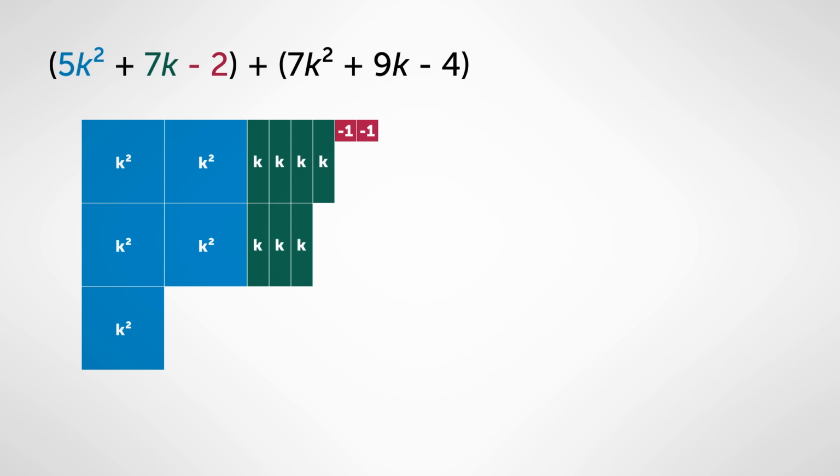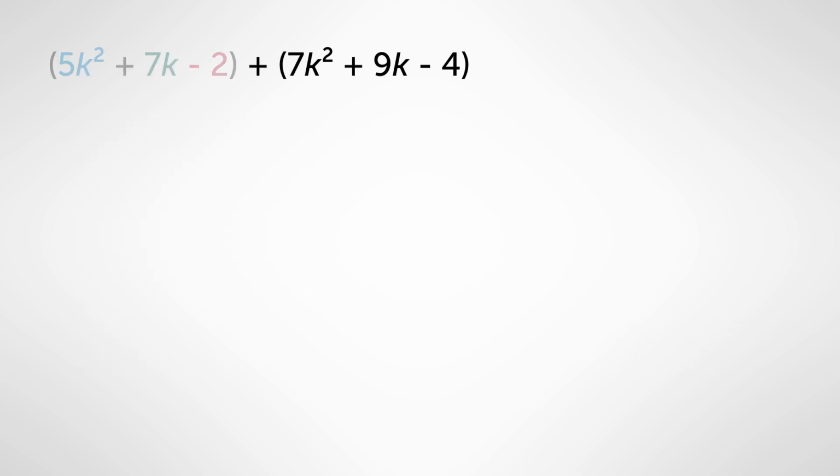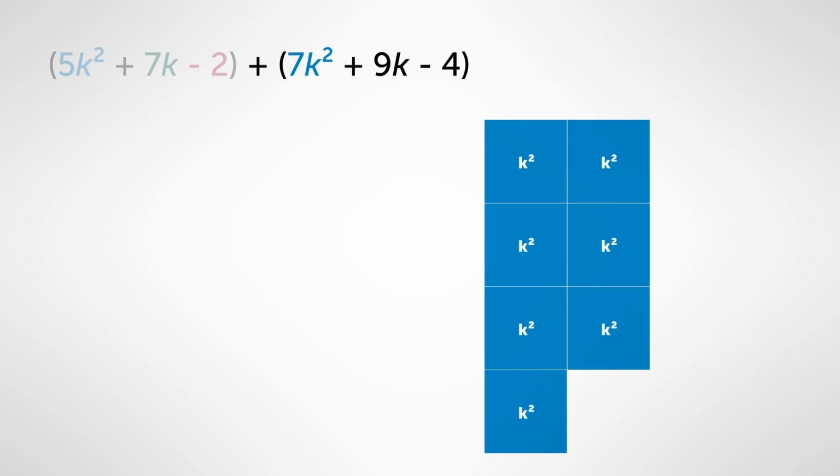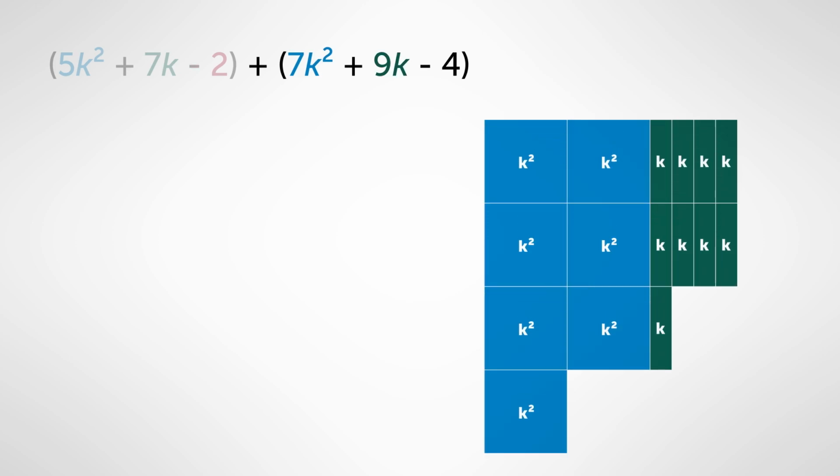Do you think you can represent the next trinomial? What do you think it might look like? If you want to pause this video and try on your own, do so at this time. The representation of the second trinomial contains 7 quadratic squares, 9 linear rectangles, and 4 negative unit squares.